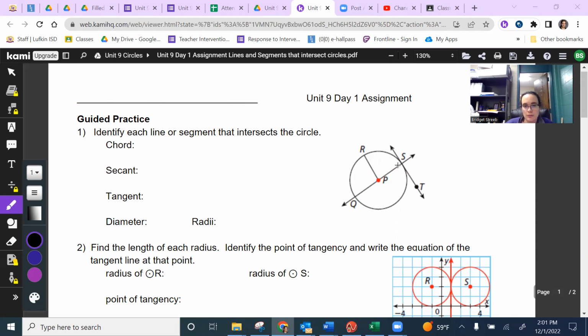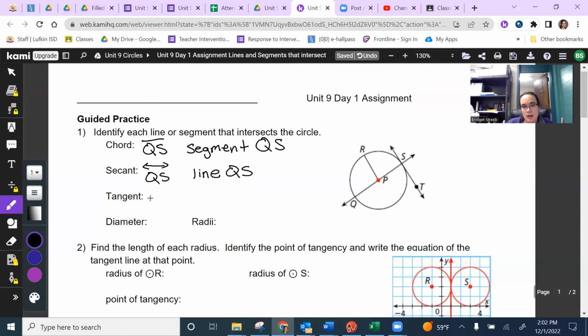So there's only one segment, QS. If you're doing this on the computer, you need to write out the word segment, and Q and S need to be capitalized. Then we have secant. Remember, a secant is a line that goes through the circle. So if I was using my symbols, that'd be line QS. Again, if you're doing this on the computer, you need to write out the word line QS.